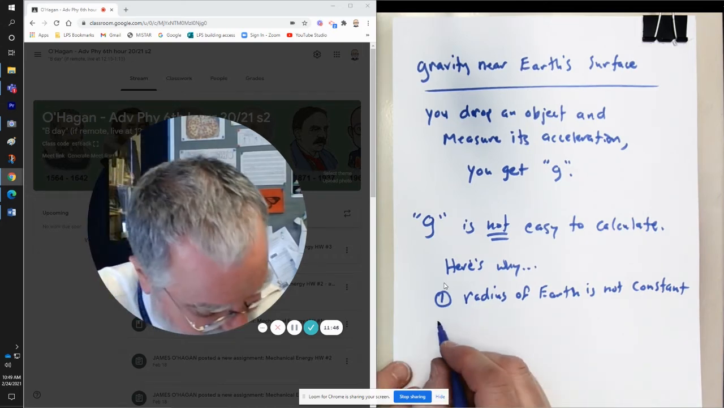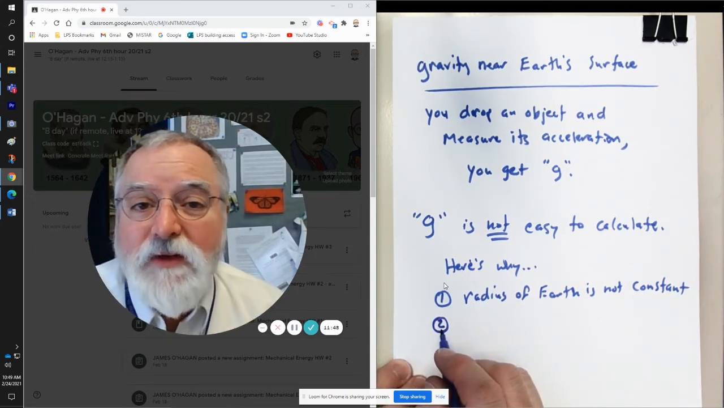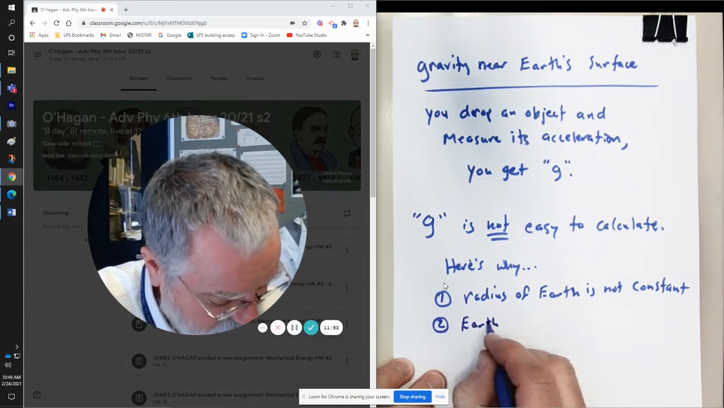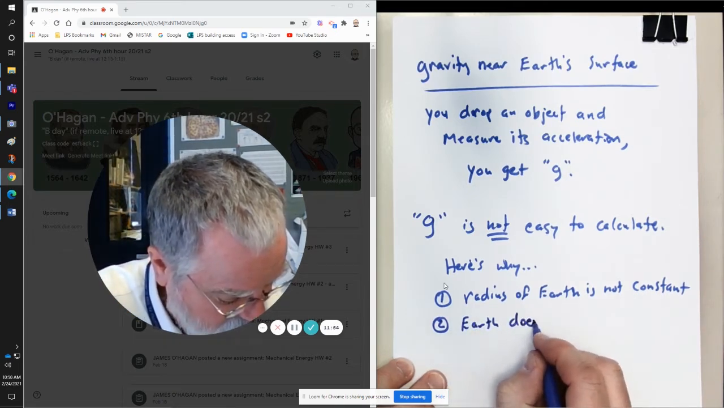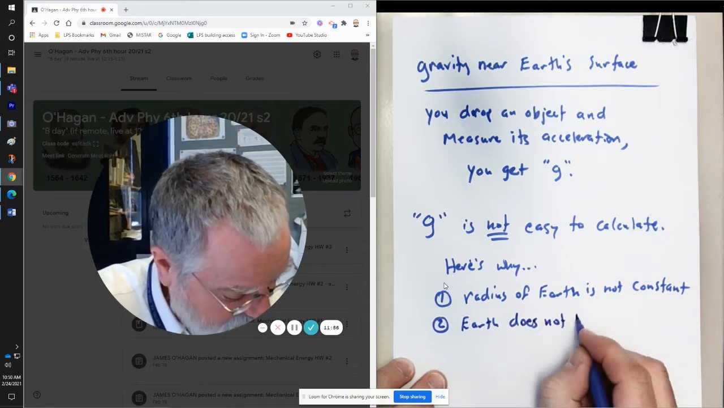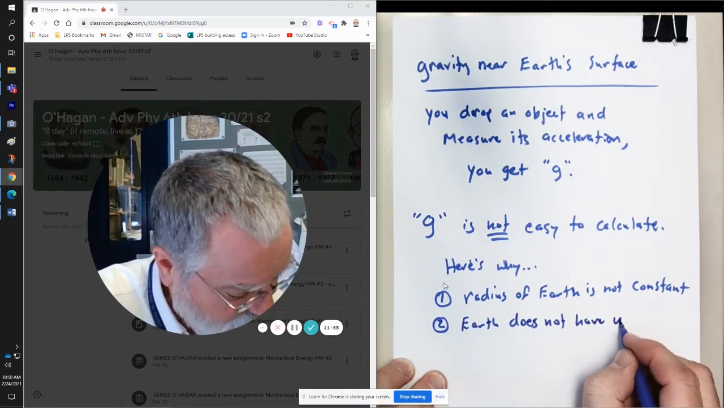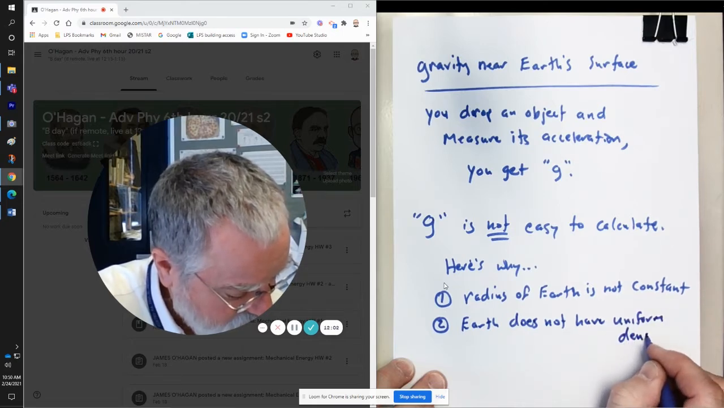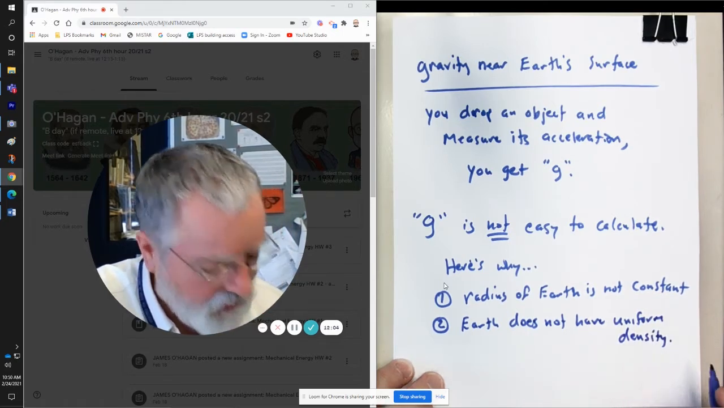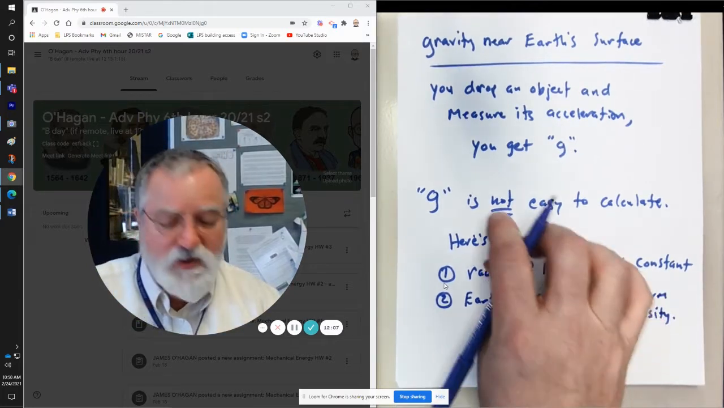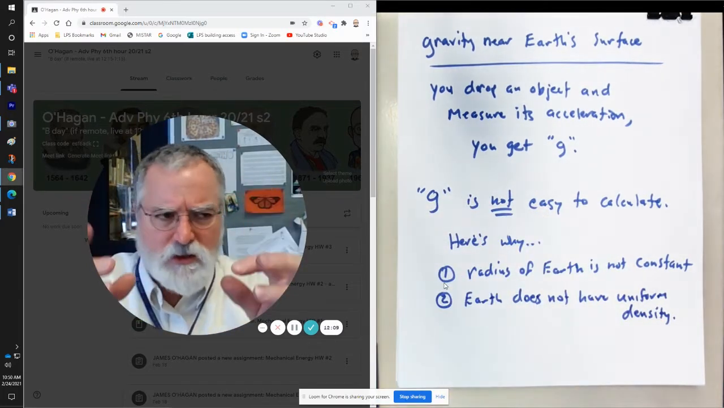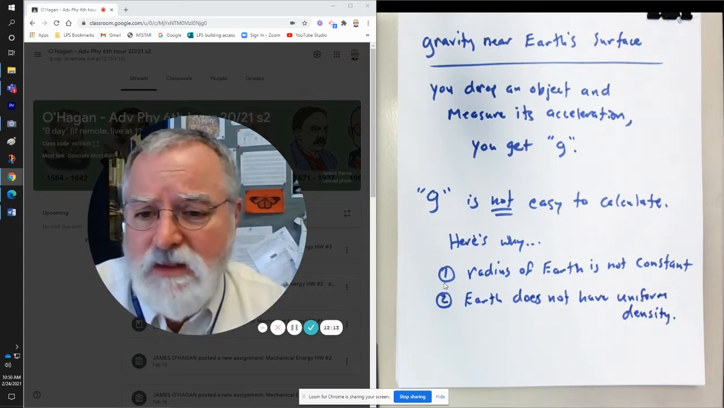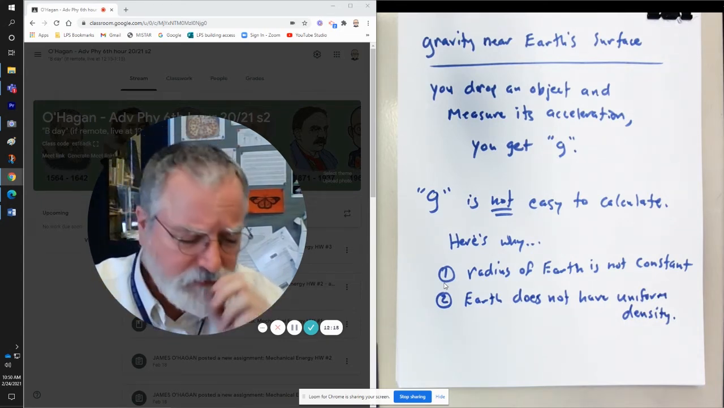Next thing, Earth does not have a uniform density. All right, and if you remember from your science, there's different layers. There's the crust, and then you got the core, and then there's a mantle. That's not the densities I'm talking about, okay?